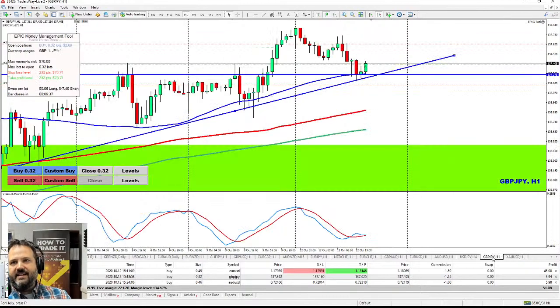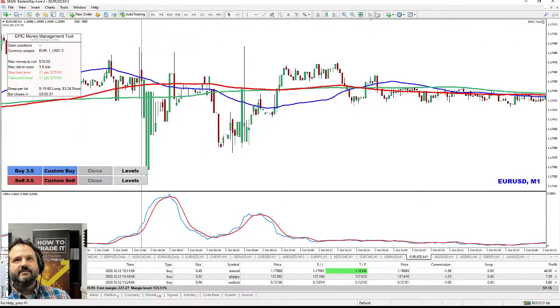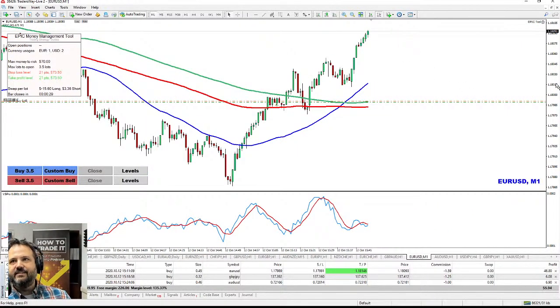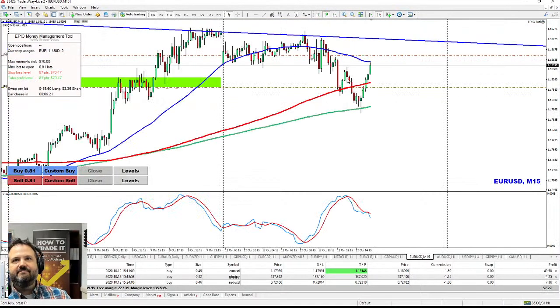But with that being said, let's take a look at some of my other trades. Euro dollar. It is flying high right now. On the 15, it's hitting the 50. Okay, let's take a look at that.